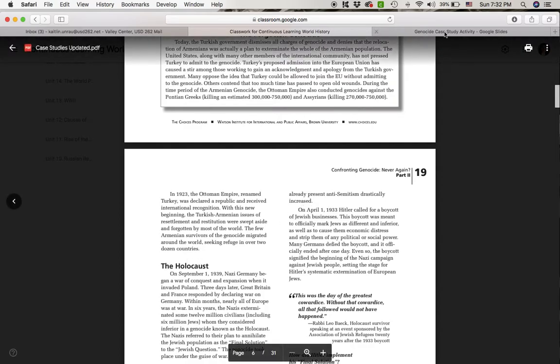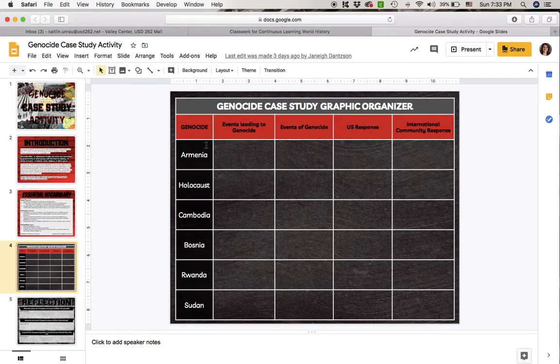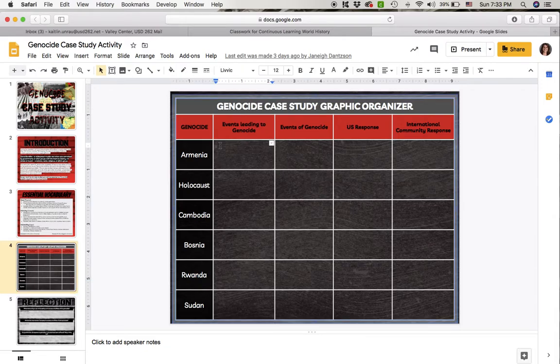Reading that section of the case study, you are going to see the events leading to the genocide, the events of the genocide, and the U.S. response and the international response. I already have the text at 12, but honestly, you may need to make it a little bit smaller, and you know you can always do that up here. I have it in white so we are able to read it as well. There is some reading that you are going to be doing, and then you're evaluating what happened during that genocide.